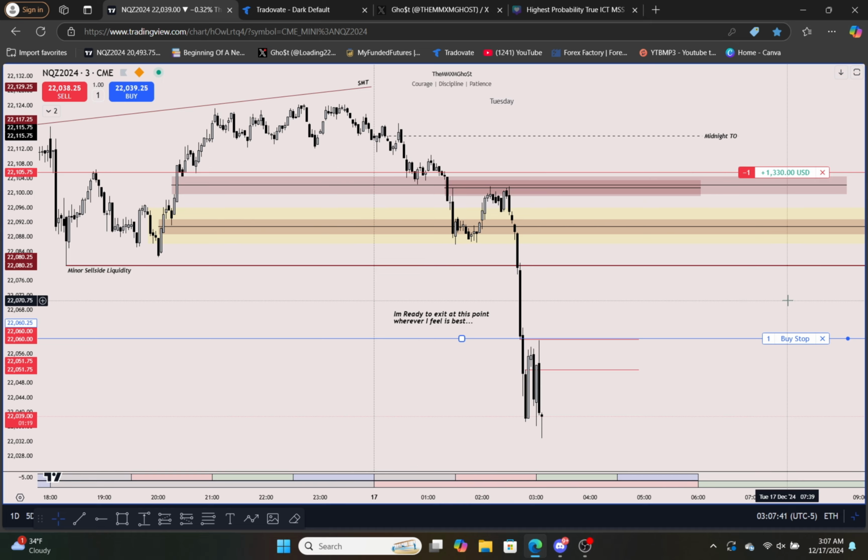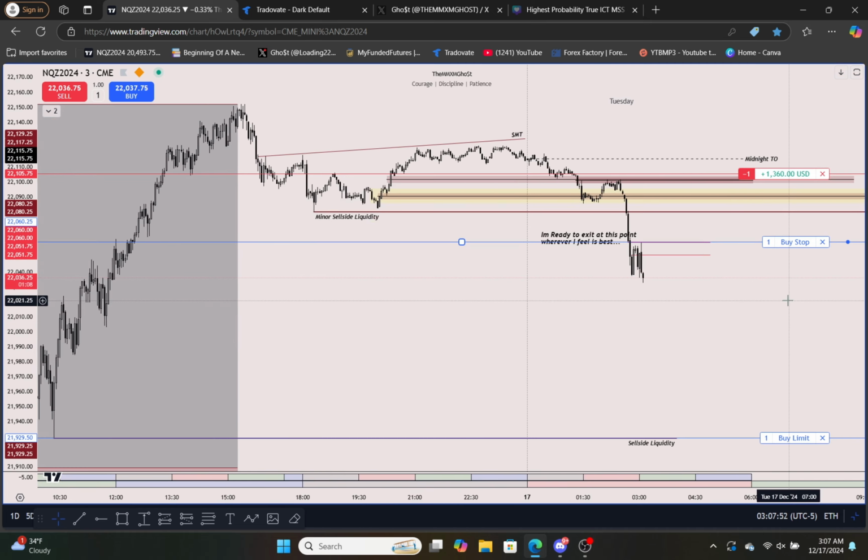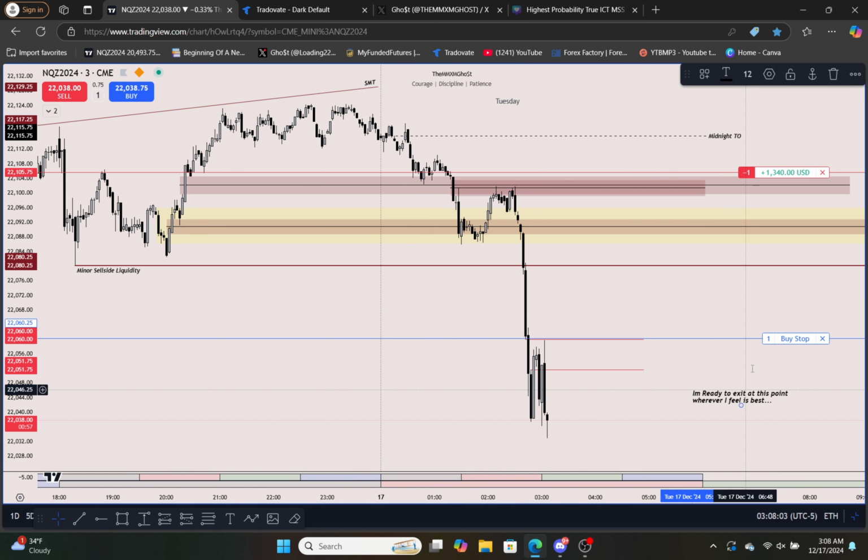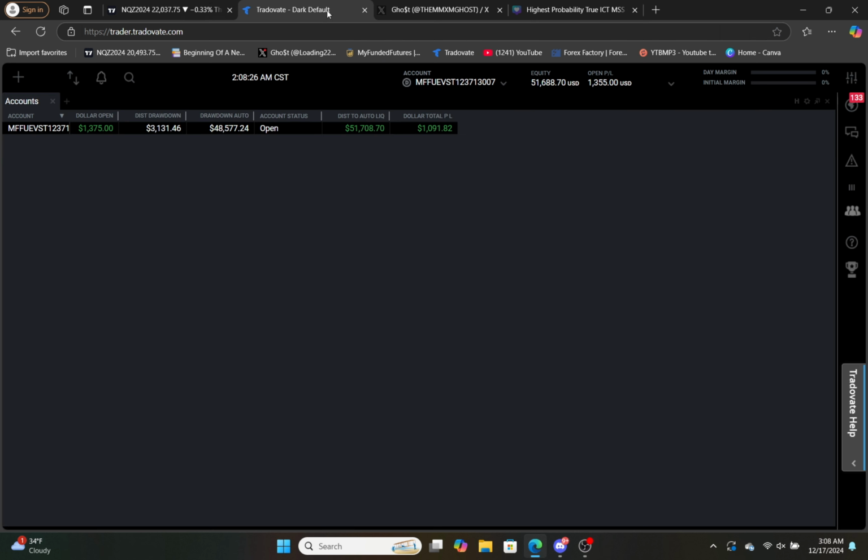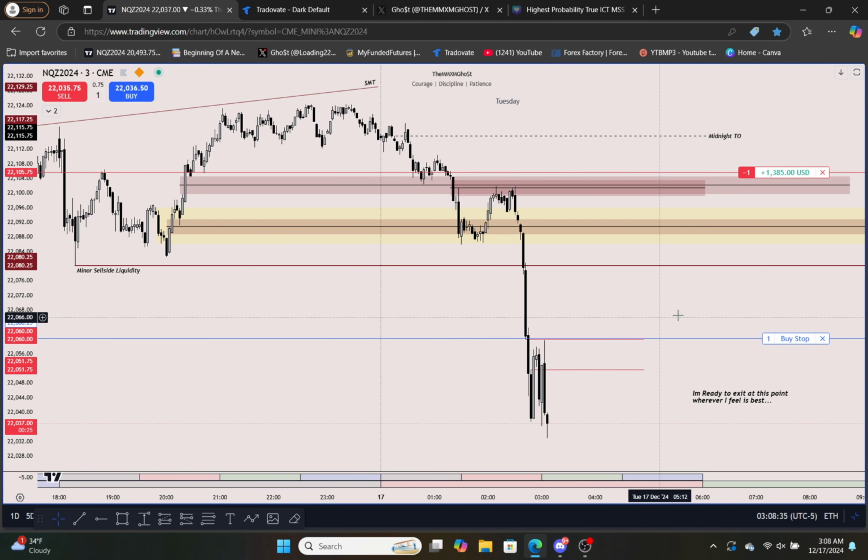It's easy to follow along as I'm annotating price. You can still see my entries. So that's it for this trade right here. Ultimately, we bagged over $1,000 profit. That's always good, and nothing to complain about whatsoever.